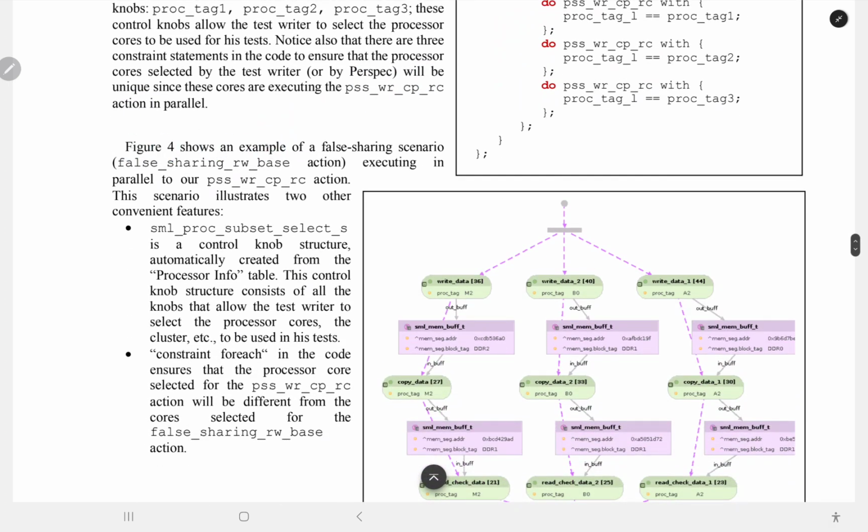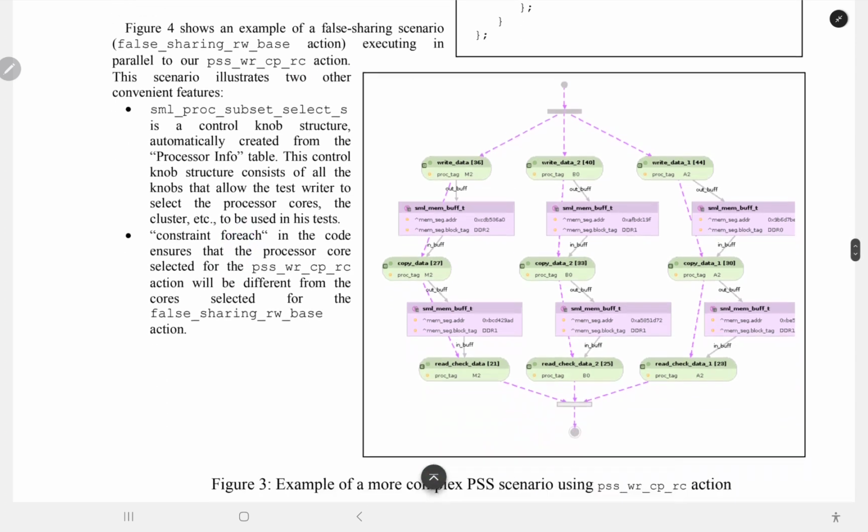Figure 4 shows an example of the force sharing scenario: a force sharing RW-based action executing in parallel to our PSS WRC PRC action. These scenarios illustrate 2 other convenient features.